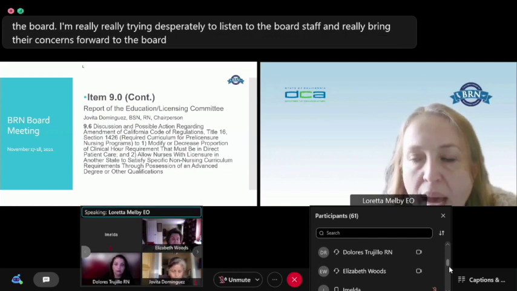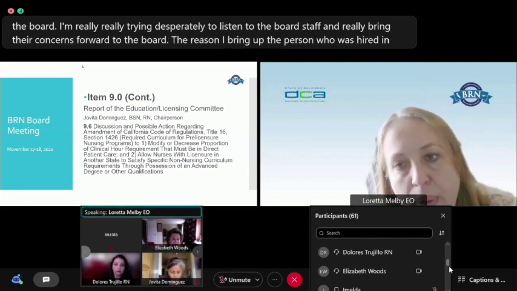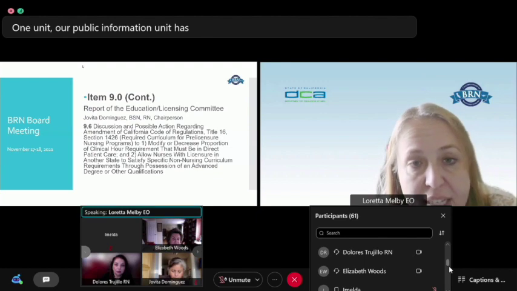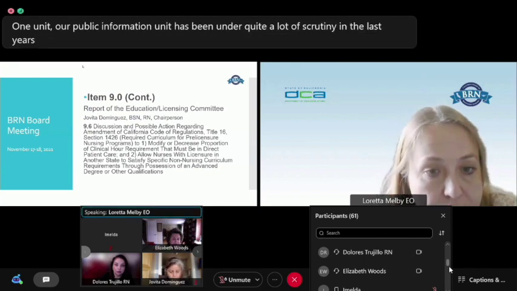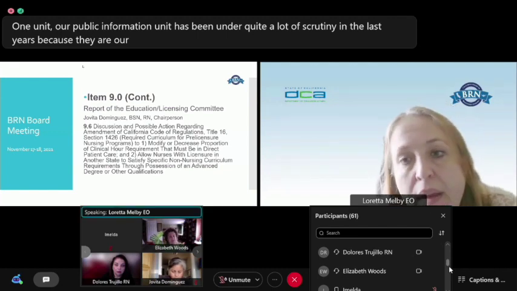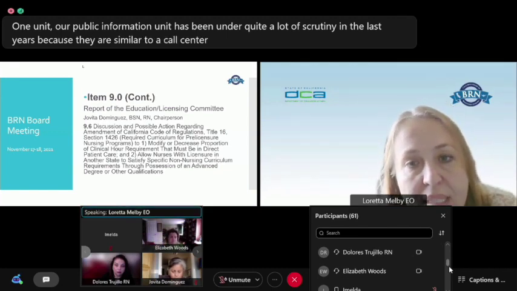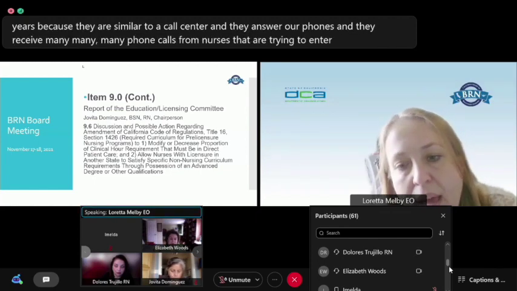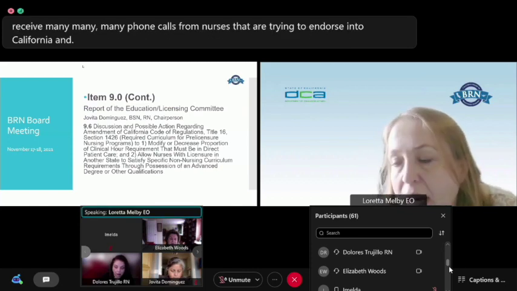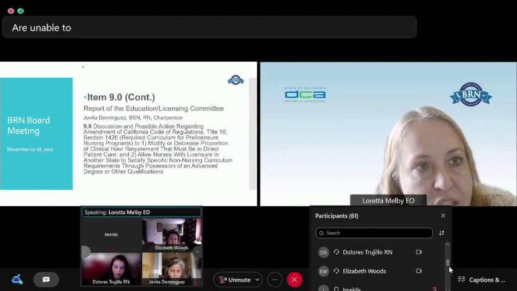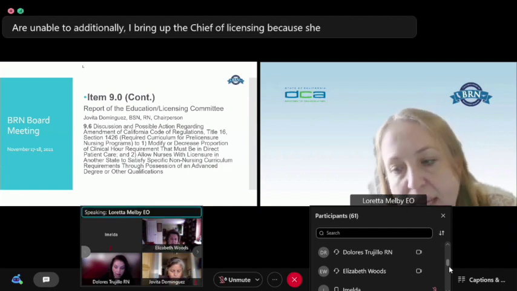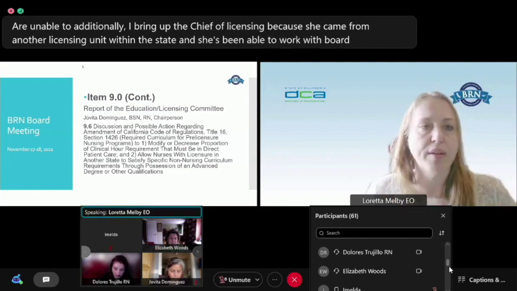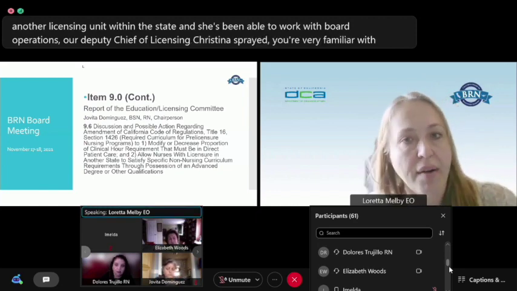The reason I bring up the person who was hired in board operations is he oversees our public information unit. Our public information unit has been under quite a lot of scrutiny in the last years because they are, similar to a call center, answering our phones, and they receive many, many phone calls from nurses that are trying to endorse into California and are unable to. Additionally, I bring up the chief of licensing because she came from another licensing unit within the state, and she's been able to work with board operations and our deputy chief of licensing, Christina Sprigg, who you're very familiar with, and identify some of these areas.